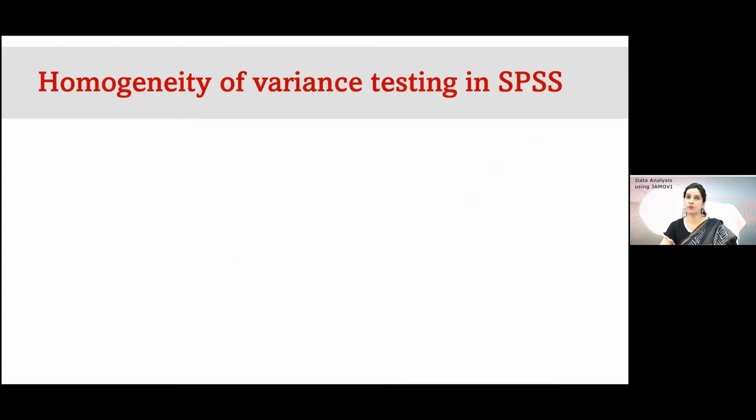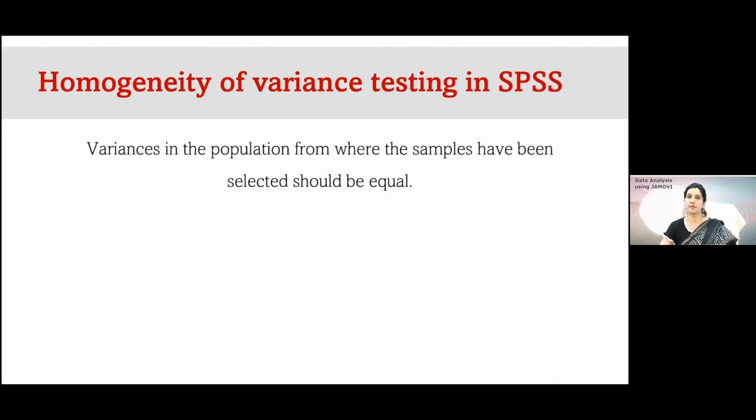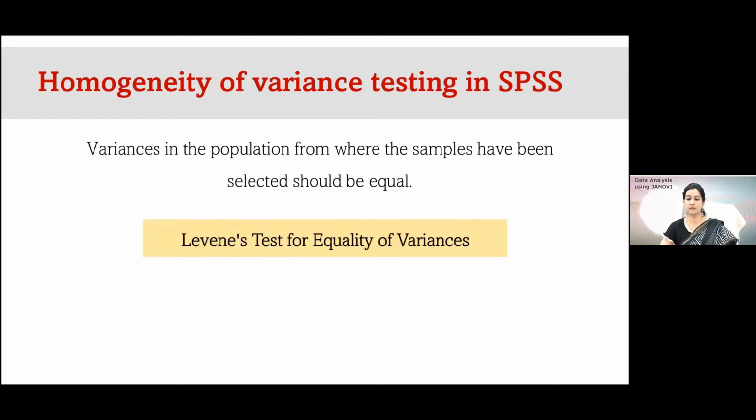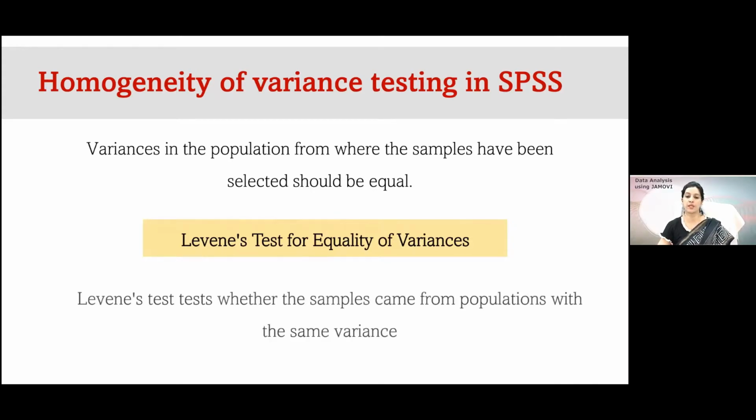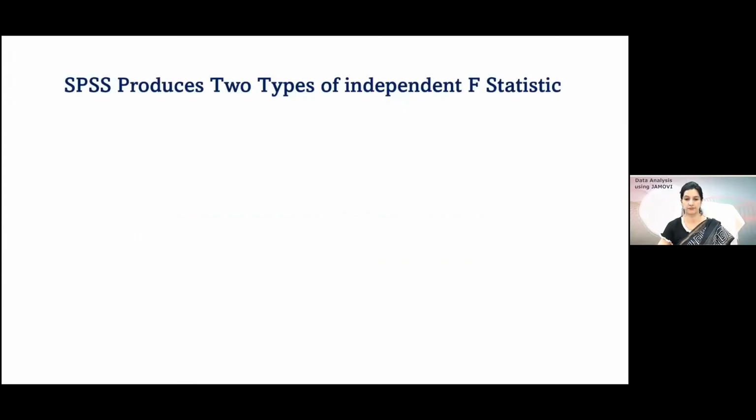So now how do we do the homogeneity of variance testing? Although it is written SPSS, the same is there in jamovi. We take the variances of the populations from where we have drawn the samples and we test that they should be equal. This is the assumption of Levene's test of equality of variance, which we have learned in the independent sample t-test. The same concept holds true here: if the value is more than 0.05, we say that the assumption of equal variances is met.